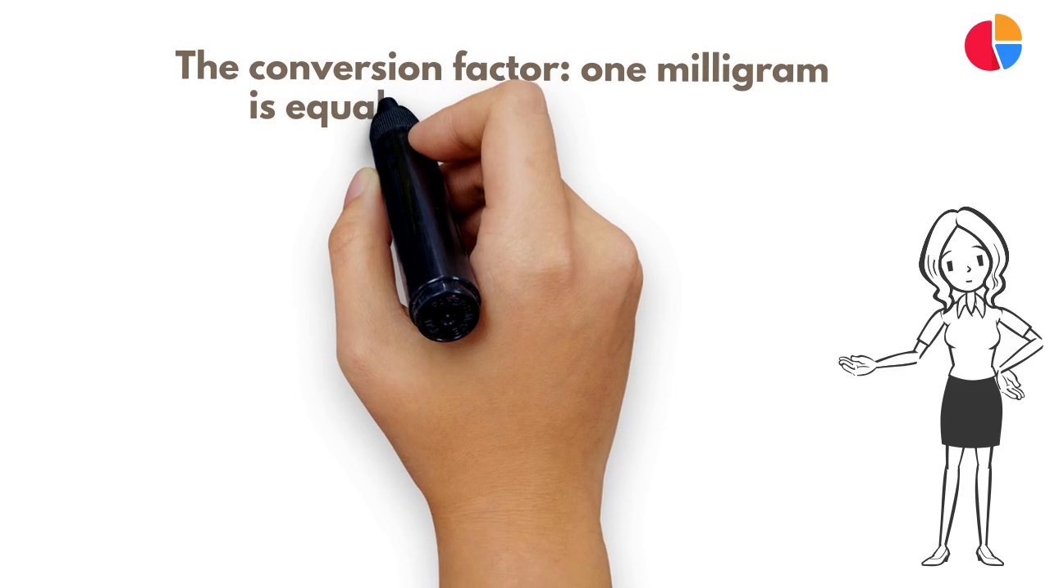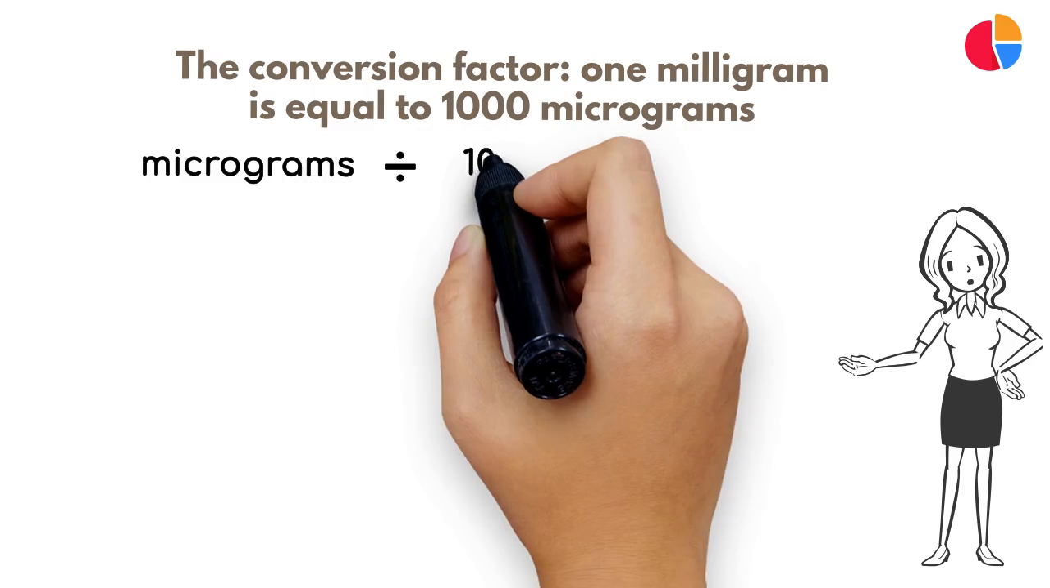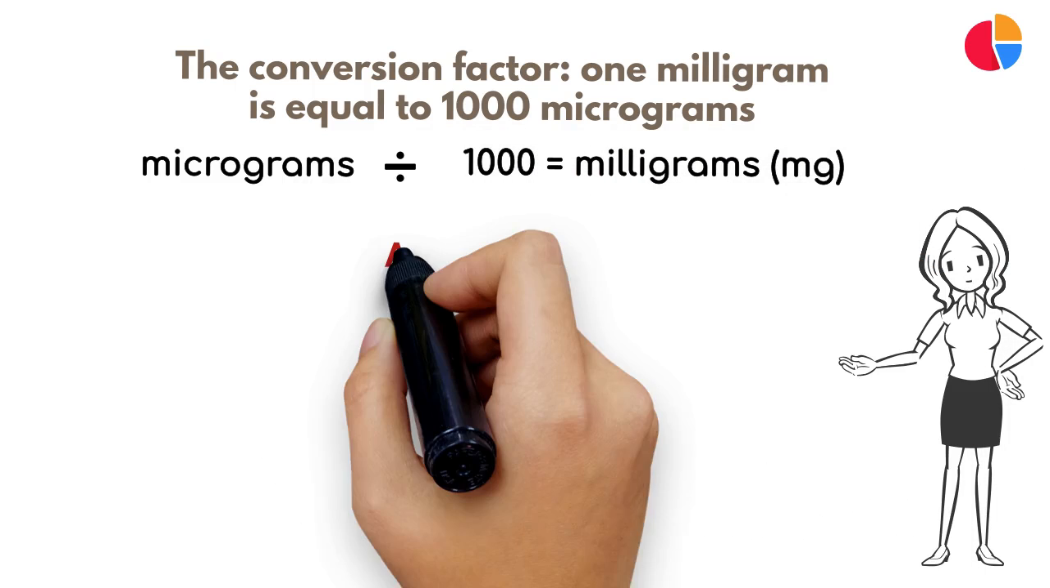1 milligram is equal to 1000 micrograms. To convert micrograms to milligrams, all you need to do is divide the number of micrograms by 1000. Let's walk through an example.